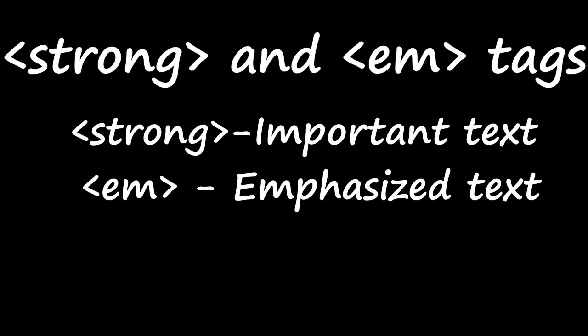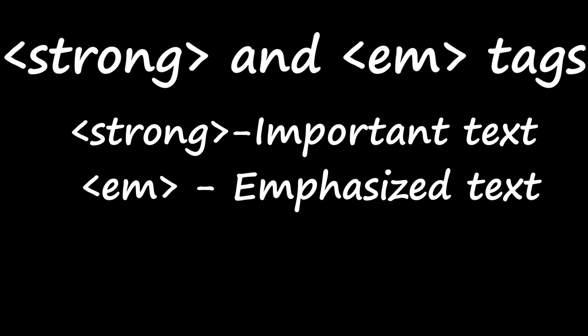The next one is strong and EM tags, right? Strong means it is to show the text that is important, right? EM means emphasized text, right? In addition to the bold, italic tags, that is B and I tags, HTML provides strong and EM tags to make the text bold and italics, right? These tags are also container tags. That means it will have the opening tag and closing tag, right?